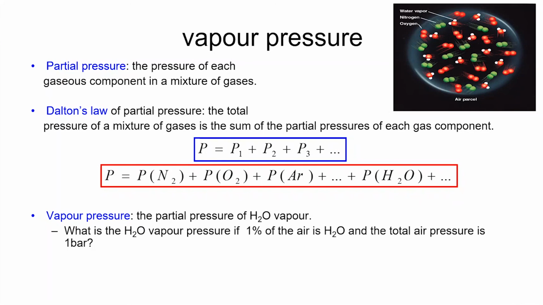In this question, we know that H2O is 1% of air, and we know the air pressure is 1 bar. Then we can get the vapor pressure of H2O, which is 1 by 100 into the total pressure, that is 1 bar. So 1 by 100 into 1 bar is 0.01 bar.